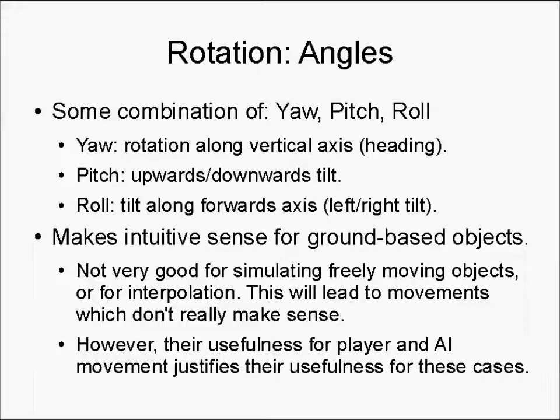Rotation, angles. Some combination of yaw, pitch, and roll. Yaw: rotation along the vertical axis, heading. Pitch: upwards/downwards tilt. Roll: tilt along the forwards axis, left/right tilt. Makes intuitive sense for ground-based objects. Not very good for simulating freely moving objects, or for interpolation. This will lead to movements which don't really make sense. However, their usefulness for player and AI movement justifies their use for these cases.